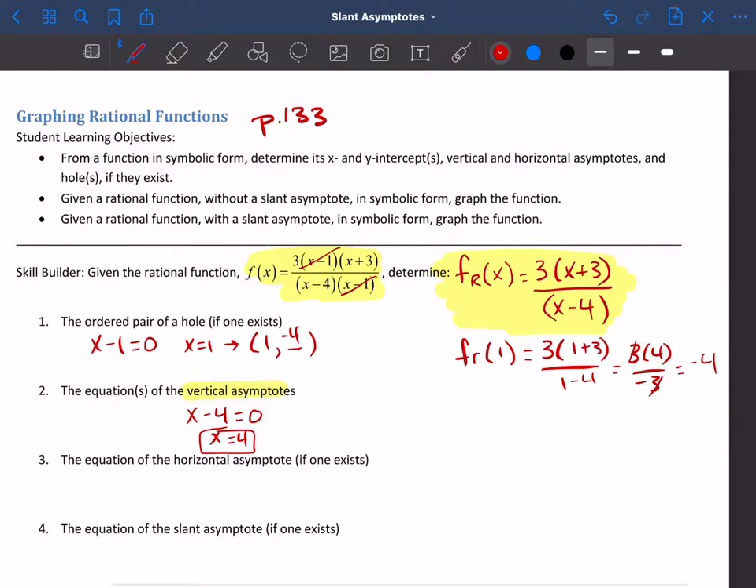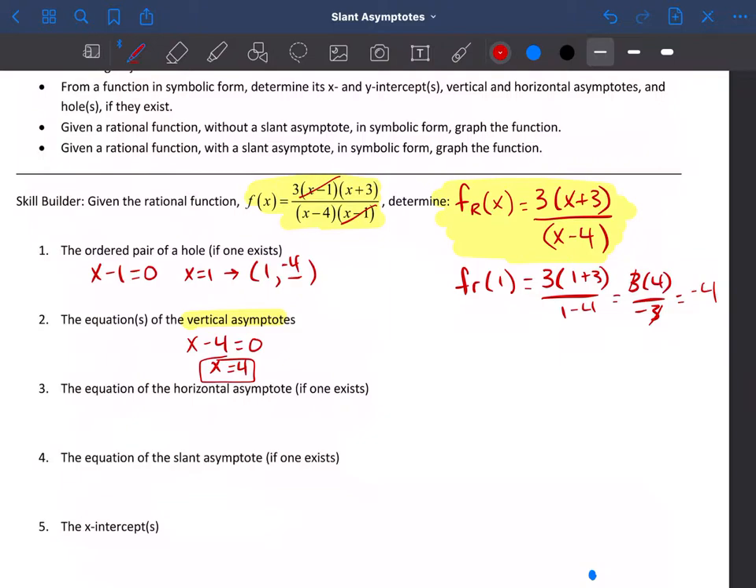All right, so questions 3 and 4 are asking us about the horizontal or slant asymptote. Here we have to compare the degree of the numerator to the denominator. And again, I can look at the original or I can look at the reduced. I say to just stay with the reduced. So the degree of my numerator here is 1 and the degree of my denominator is also 1. Since they have the same degree, that means I do have a horizontal asymptote, I do not have a slant, and I'm going to have the equation y equals 3 over 1 because I'm going to take the ratio of my leading coefficients. So my horizontal asymptote is y equals 3.